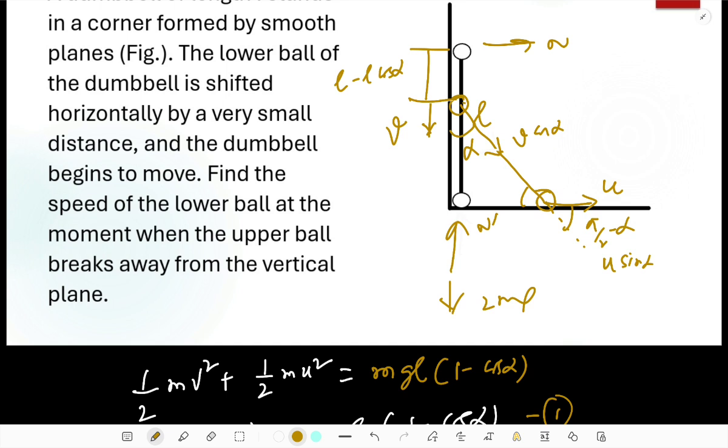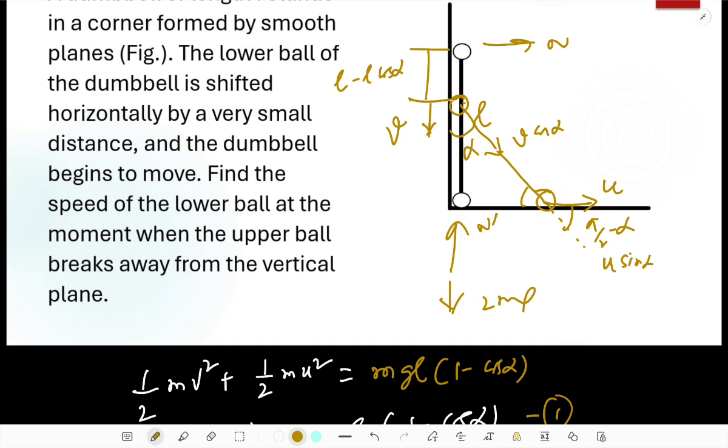And what about the moment of separation of the upper ball from the vertical wall? At the moment of separation, the velocity of the dumbbell should be maximum. So u should also be maximum. Velocity of the lower ball should be maximum at that moment.